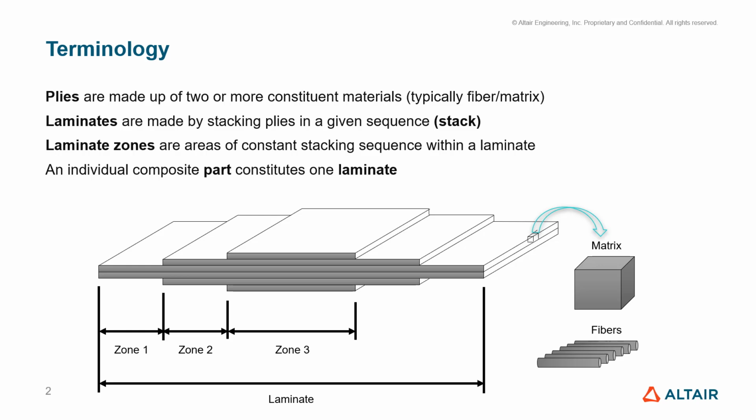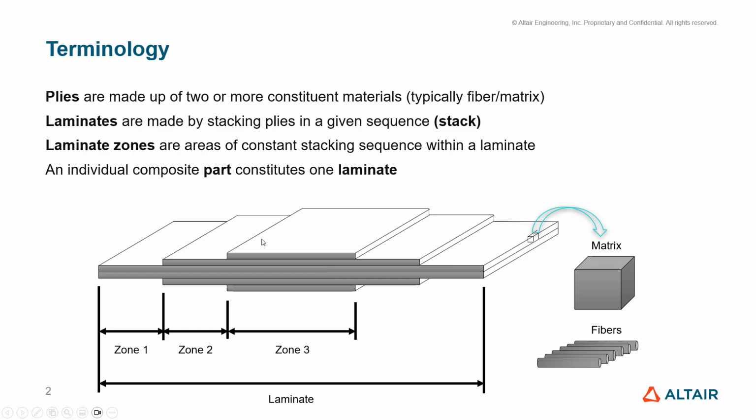So first of all, when we talk about laminates, we also have to get plies into the picture, and plies are usually made up out of two or more constituent materials, typically fiber and matrix, like we see here on the right. And they get assigned a shape, an orientation, and a thickness in our model. And then when we put together several plies in a particular sequence, which we also call a stack, then we end up getting our laminate. Laminate is also what can be seen here in the bottom.